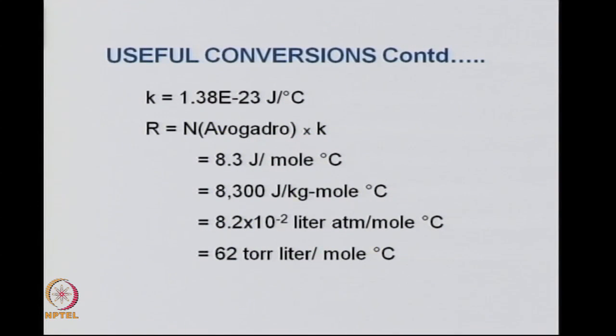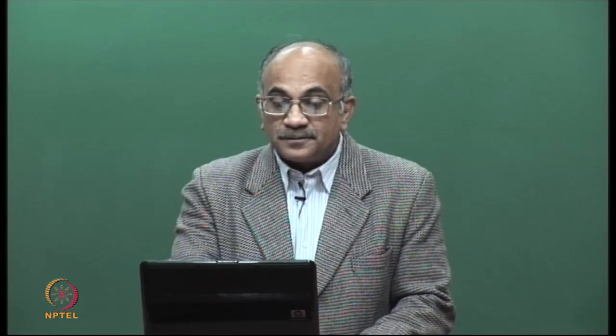Now, some other useful conversions are between the Boltzmann constant k and the universal gas constant R, which can be written in several different units, and one has to be careful when you are doing mathematical problems or converting numbers from one unit to another. You need to be careful what value to take for R. The value of R can be 8.3 or 62, depending on what units you are using, and so these conversions are useful in doing calculations with respect to pressure, volume, and basically using the ideal gas law to understand the gas flows, etcetera.